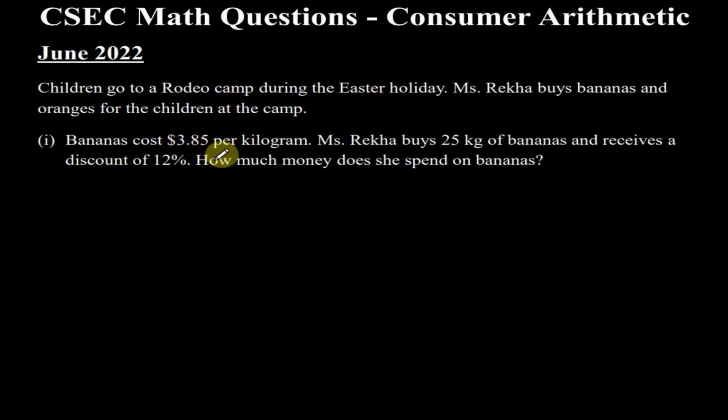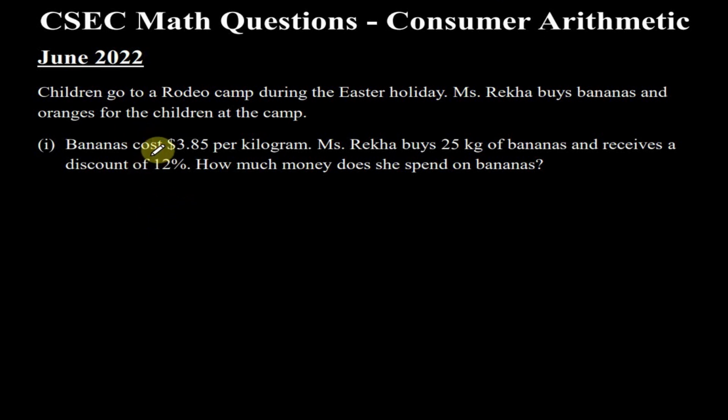Bananas cost $3.85 per kilogram. Miss Rika buys 25 kilograms of bananas and receives a discount of 12%. How much money does she spend on bananas? Now first, let's find out the marked price for the bananas. So I'm going to call the marked price M.P, and the marked price is simply the cost before the discount would have been given.